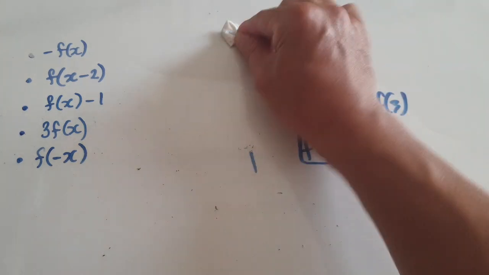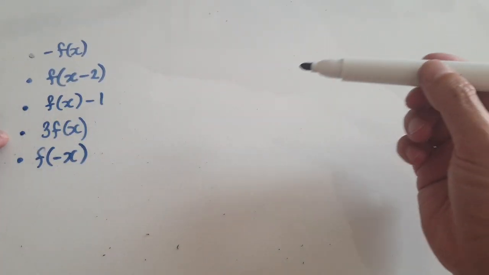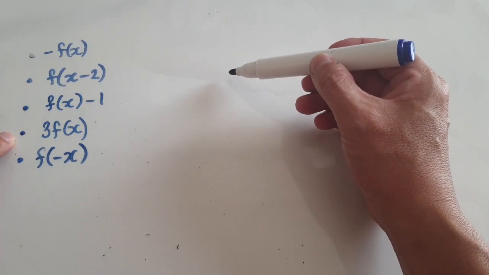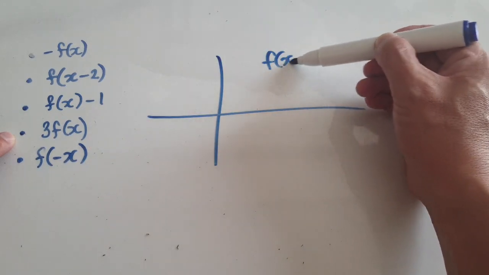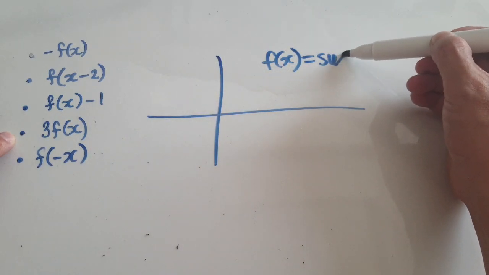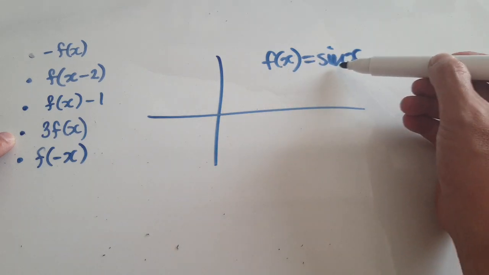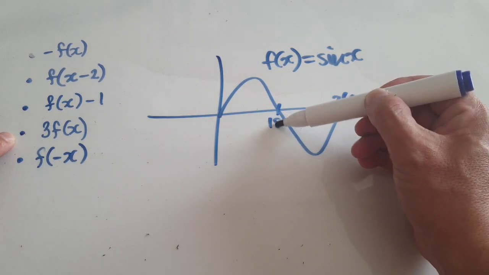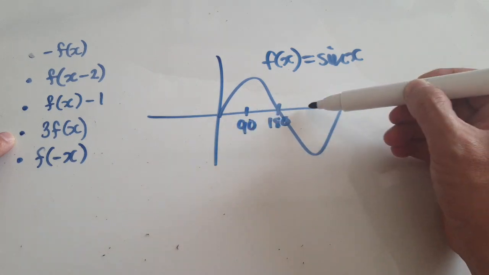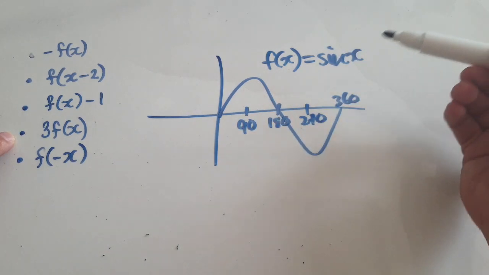All right, let's look at this next one here. Let's define a function. It could be any function. I'm going to use this one. If you know this function, you know. If you don't, then you don't. There's this function called sine of x, which looks like this. This is 360, this is 180, this is 90, this is 270.